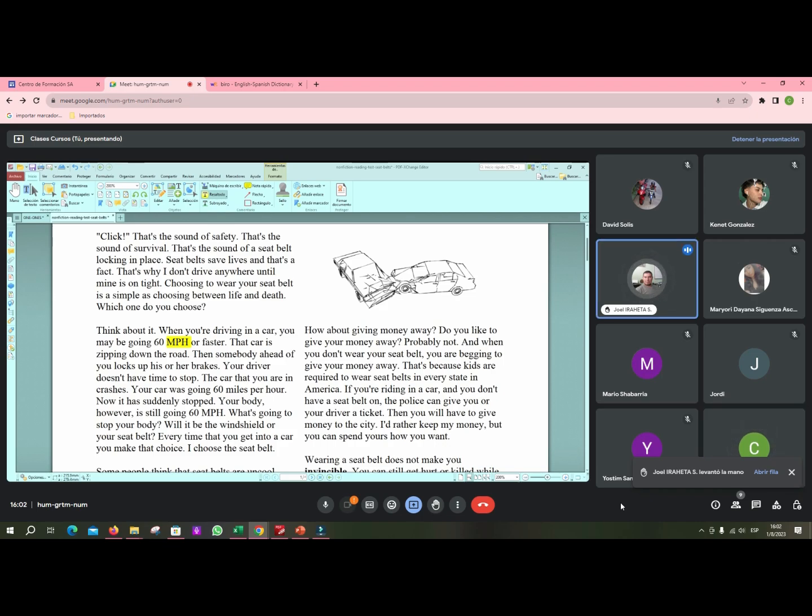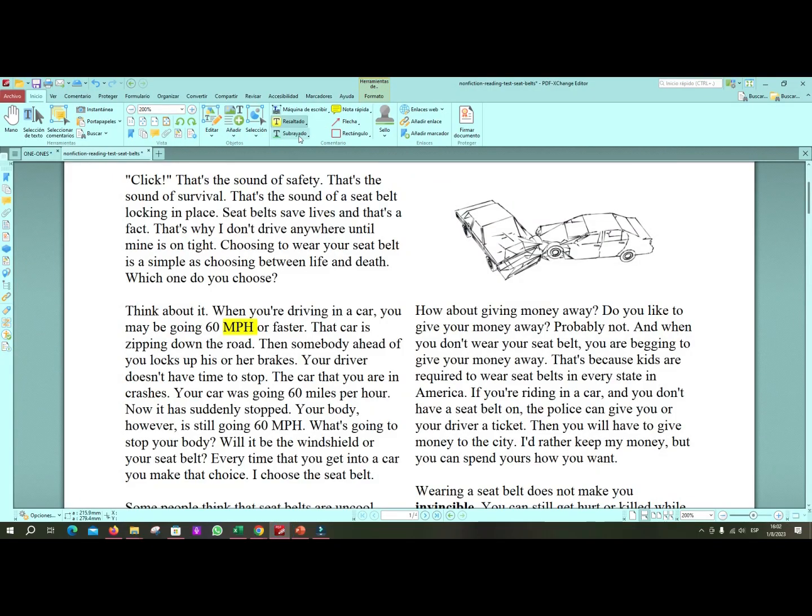Think about it. When you're driving in a car, you may be going 60 mph or faster. The car is zipping down the road. Then somebody ahead of you locks up his or her brakes. Your driver doesn't have time to stop. The car that you are in crashes. Your car was going 60 miles per hour. Now it has suddenly stopped.